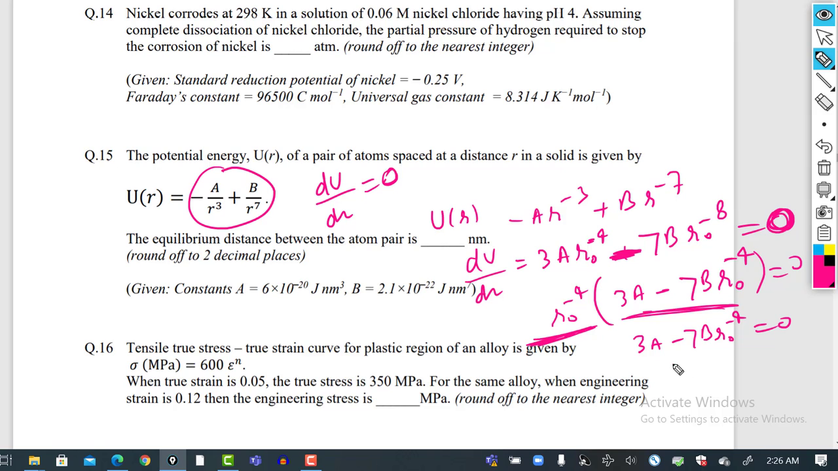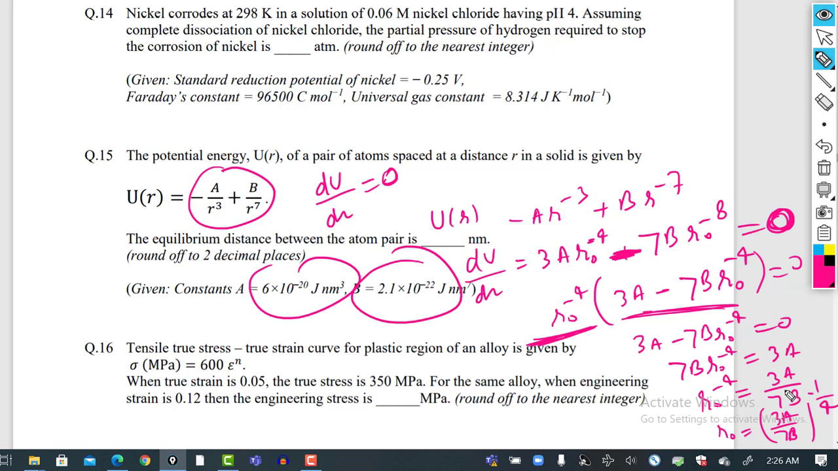So basically 7B r naught to the power minus 4 is going to be 3A. So r naught to the power minus 4 is going to be 3A by 7B. So basically r naught is going to be, the minus 4 will go to the other side, so it will become 3A by 7B whole to the power minus 1 by 4. Minus 4 goes to the other side and becomes minus 1 by 4; 4 will be 1 by 4, x will be 1 by x. Now you already know the value of A, you already know the value of B, put them here and take the power of minus 1 by 4, and you are going to get r naught. That will be your answer. Since A is already in nanometer, you are going to get the answer in nanometer only. If you put r naught here, you are going to get U naught.